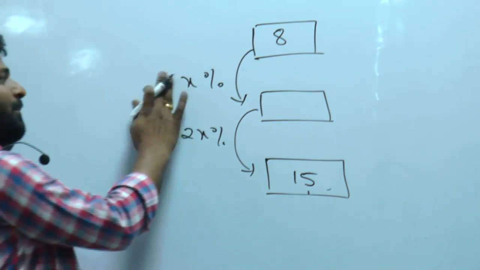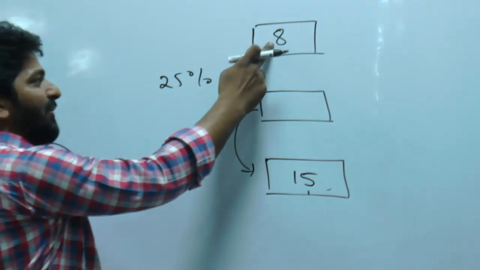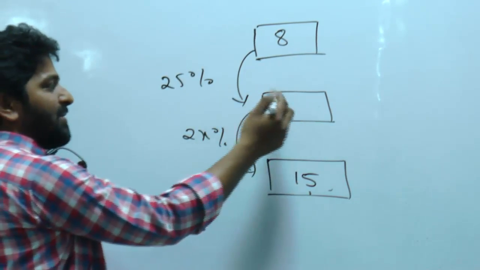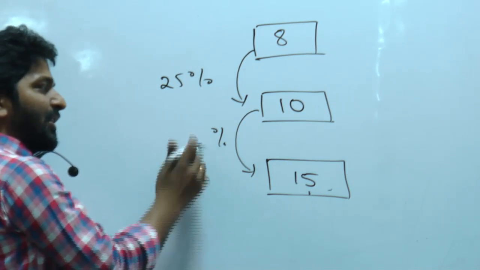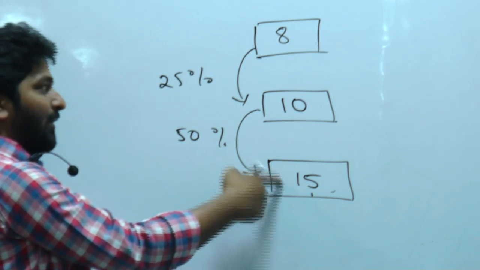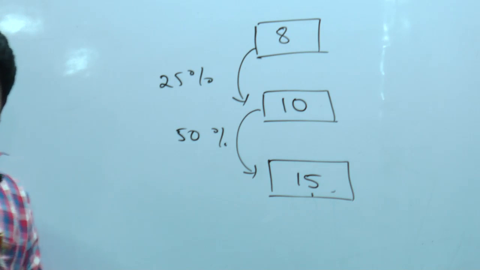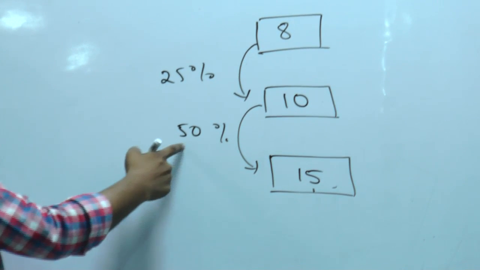So for trial, let it be 25%. What is 25% of this number? 2. After increasing 25%, it becomes 10. If x is 25%, 2x is 50%. What is 50% of 10? 5. So it becomes 15. So what is the value of x here? 25. But you are asked to calculate the percentage increase the second time. The percentage increase the second time is 50.